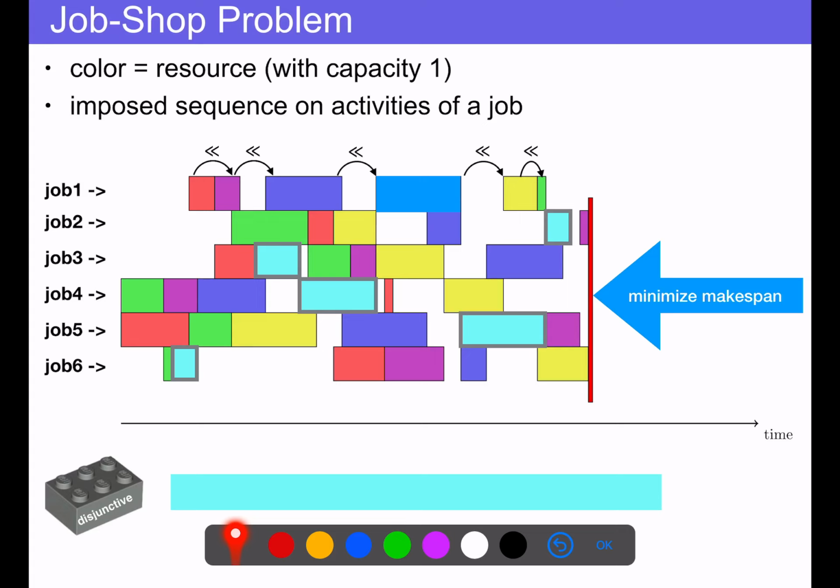If you consider the light blue activities, this one, this one, this one, this one, and you project them on the light blue resource, you will see that none of them overlaps. This will be the case for every color. So this is a feasible solution in terms of the capacity of the resources. The objective for the job shop problem is usually to minimize the makespan, so the latest completion time of all the activities.